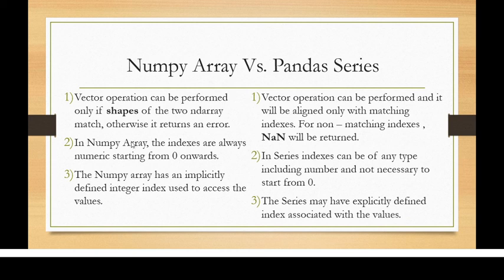Number two, in a NumPy array, the indexes are always numeric, that is, they always start from 0. Whereas in a series, the index can be of any type. They may include numbers, but it is not necessary that they start with 0 or that they always be numbers. They can be of any data type. Number three, the NumPy array has an implicitly defined integer index used to access the values, whereas the series may have explicitly defined indexes associated with the values.